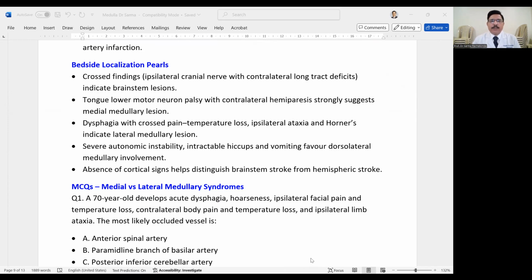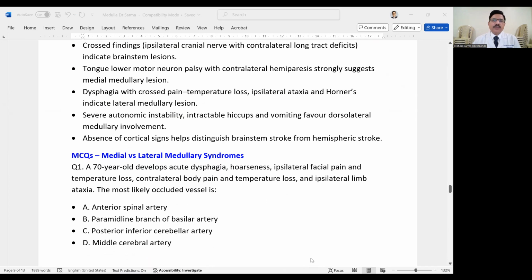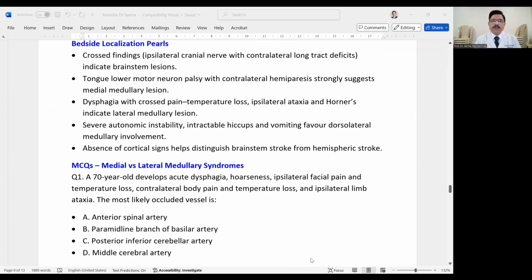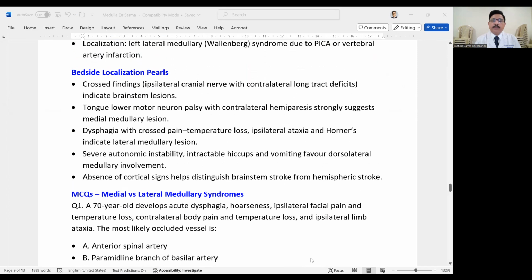Dysphagia with crossed pain and temperature loss, ipsilateral ataxia, and Horner syndrome indicate medullary lesions. Severe autonomic instability, intractable hiccups, vomiting, and fever suggest dorsolateral medullary involvement. Absence of cortical signs helps to distinguish brainstem stroke from hemispheric stroke.